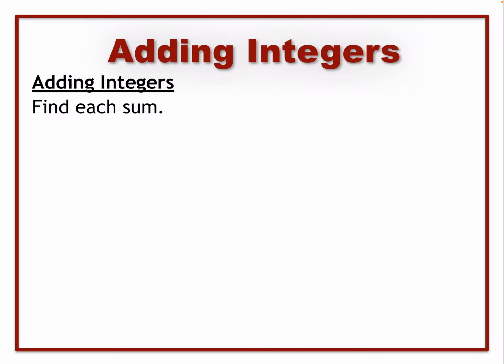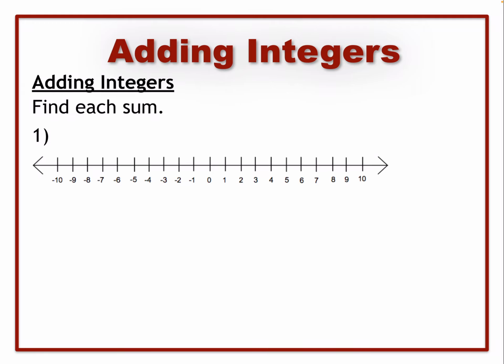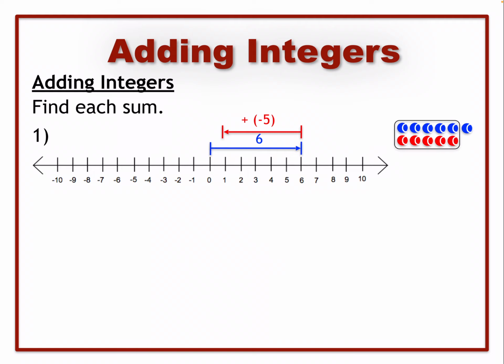Adding integers. Find the sum. Again, using a number line, starting from 0, we have positive 6, and then from there you move to the left. That means you add a negative number. So it'll be 6 plus negative 5.